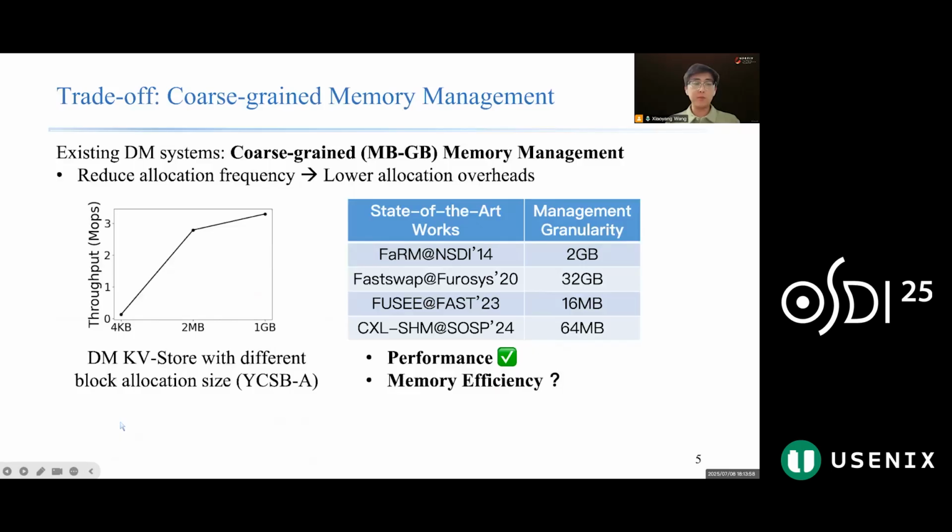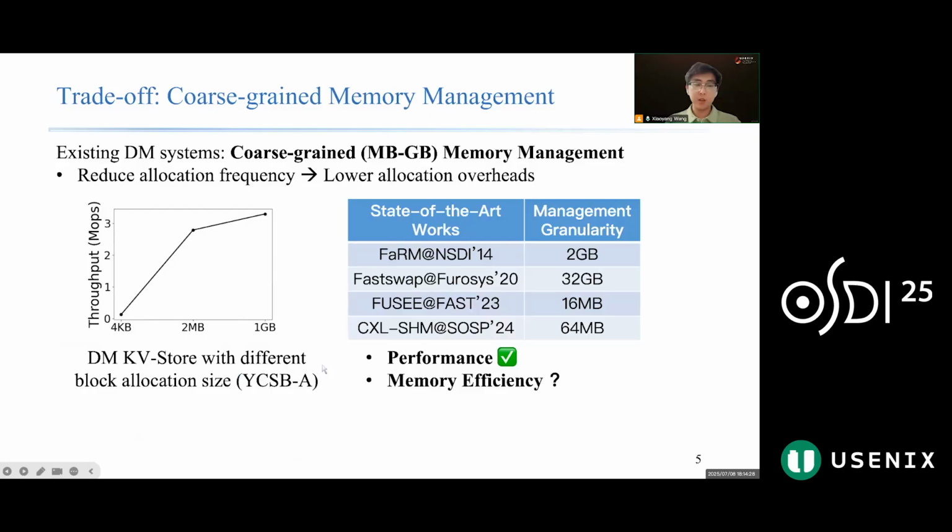To overcome these challenges, most existing systems allocate memory in coarse granularities, from megabytes to gigabytes. This reduces allocation frequency and hides the overhead associated with DM allocation, like in a DM KV store. Allocation with a large block size can significantly improve the KV operation throughput.